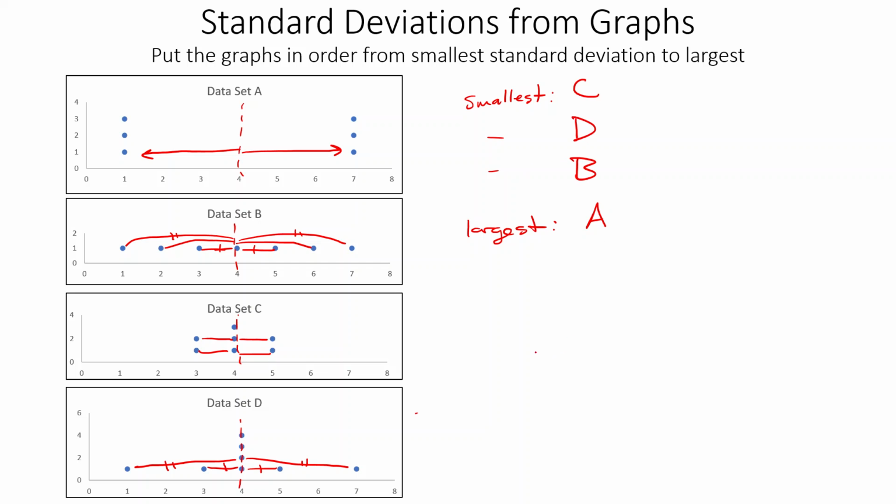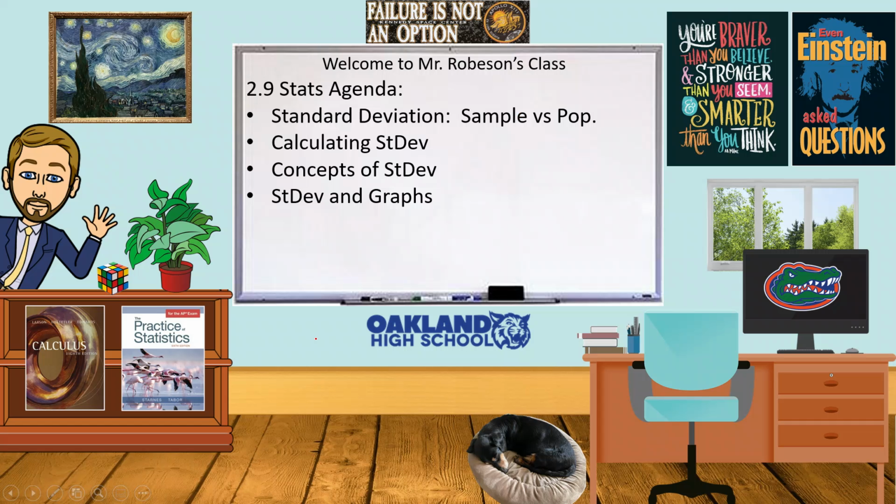Now if you didn't like this, you could list out the numbers. Say this is 1, 1, 1, 7, 7, 7, and you could put that into Google Sheets and get your standard deviation. And this would be 1, 2, 3, 4, 5, 6, 7. Throw those numbers in Google Sheets, get your standard deviation. That works perfectly fine too.